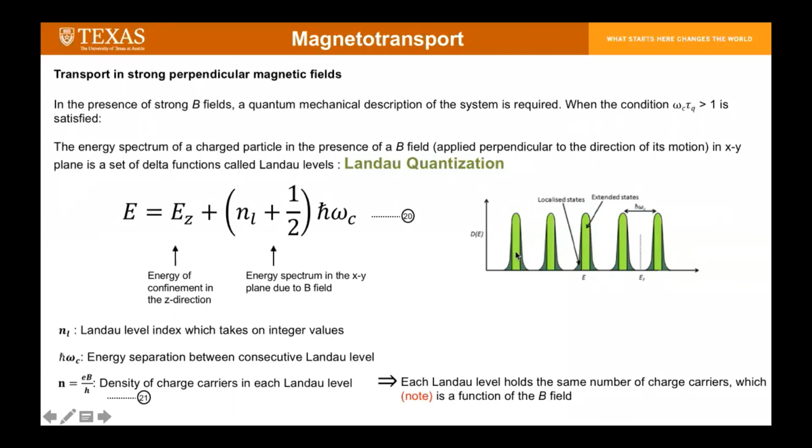Another important expression is that each Landau level can hold only a fixed amount of charge carriers, which is given by this expression eB over h. So each Landau level holds a fixed number of charge carriers, which is a function of the B field. And also the separation between two Landau levels is a function of B field, because we know that omega c depends on the B field. So basically, when you increase the magnetic field, each Landau level starts to hold more and more electrons because of this, and the separation between each Landau level also starts to increase because of this.